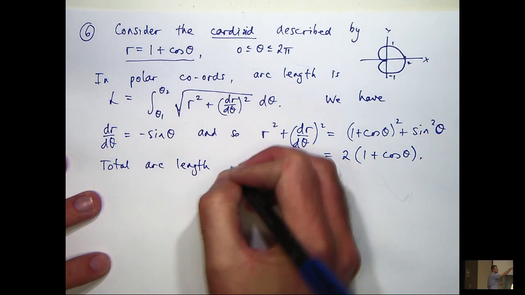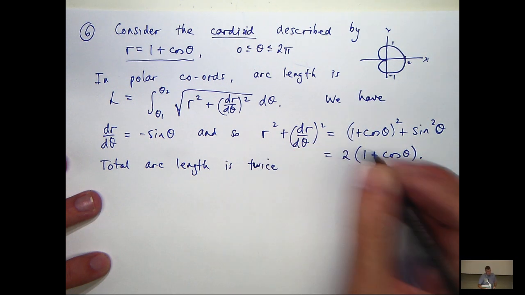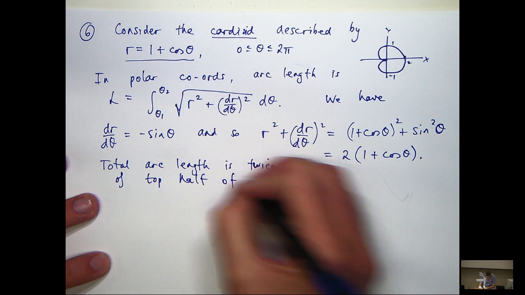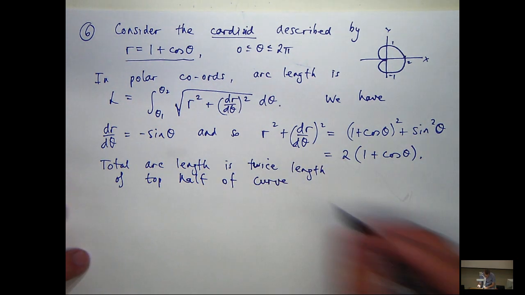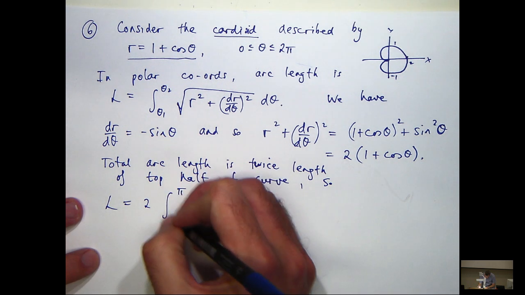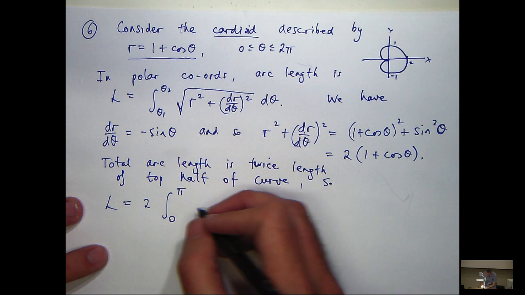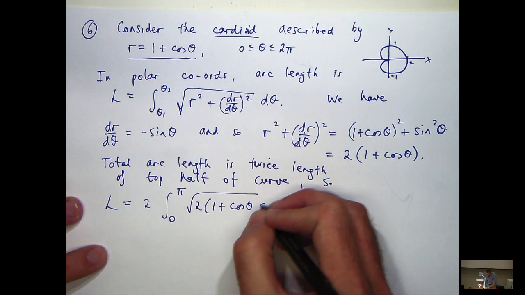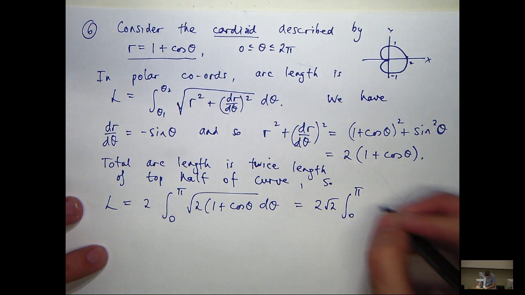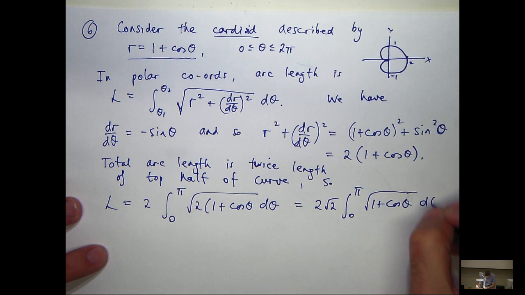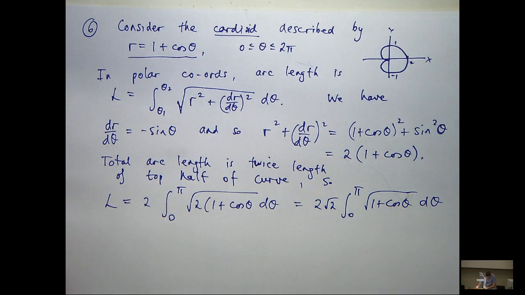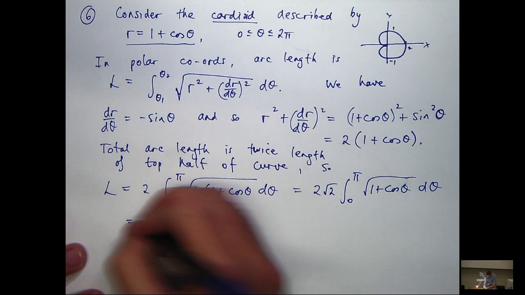Okay, so let's just make a note of that. Total arc length is twice the length of the top half of the curve. So it's going to be 2 times the following integral. So it's the square root of all of this. Okay, I can take the root 2 out the front. And then I can change this to something involving cos squared theta on 2, right? Sorry, cos squared theta on 2, not sine squared theta on 2.